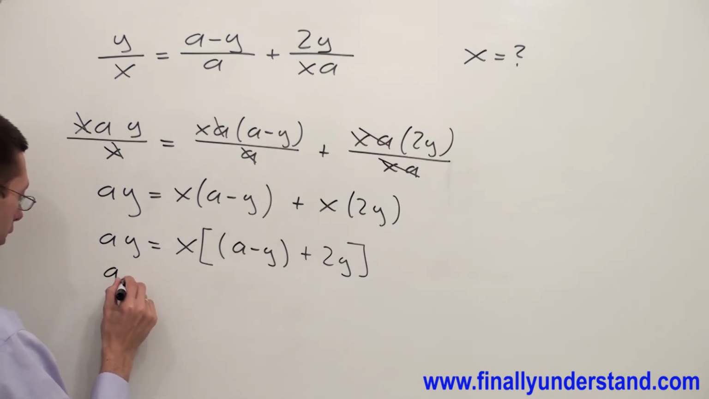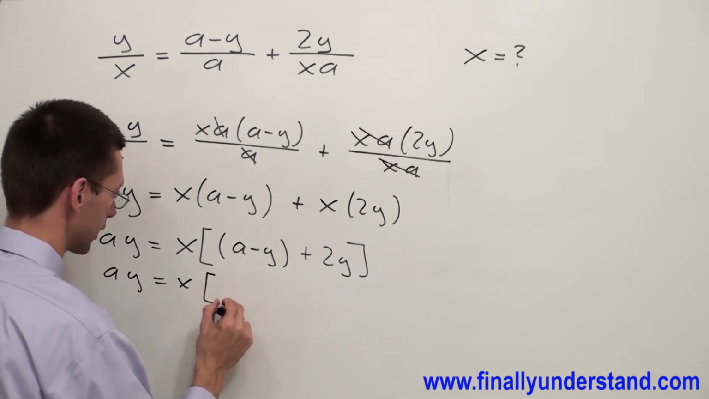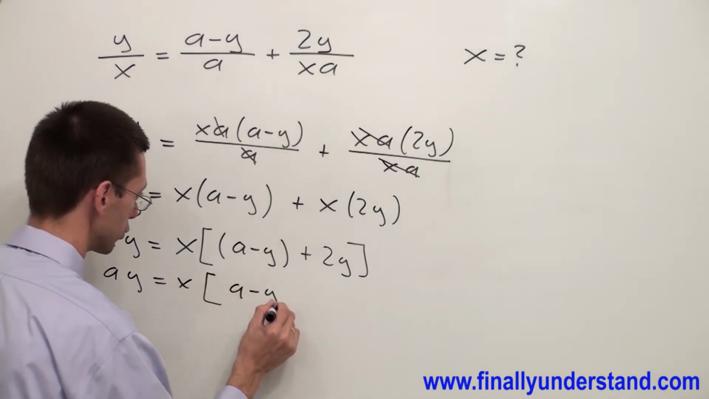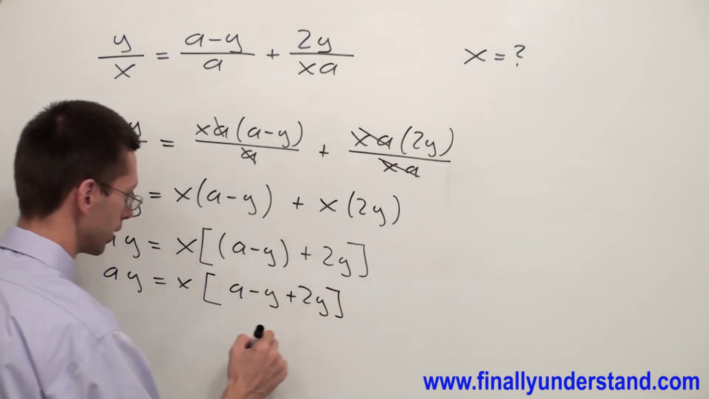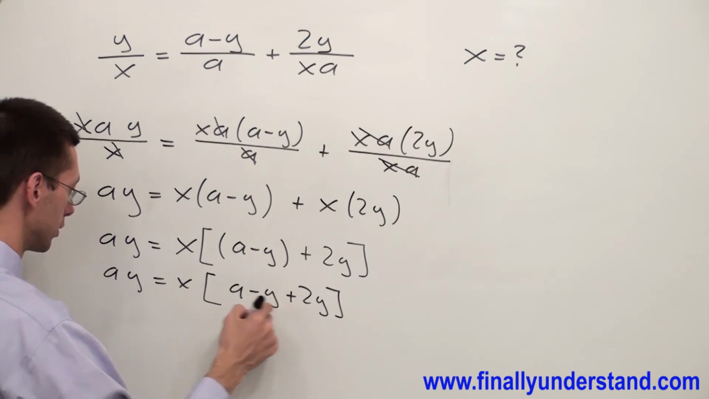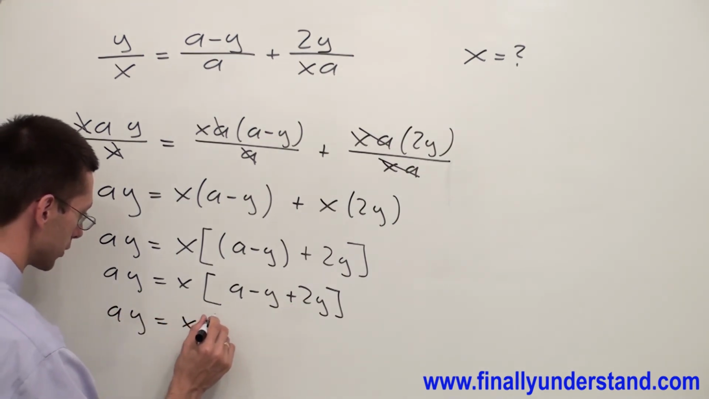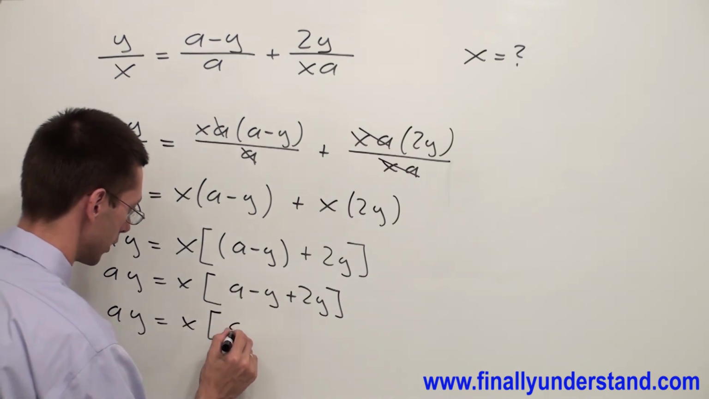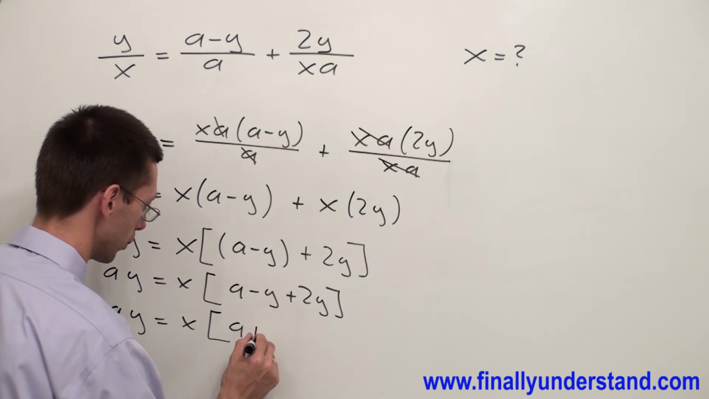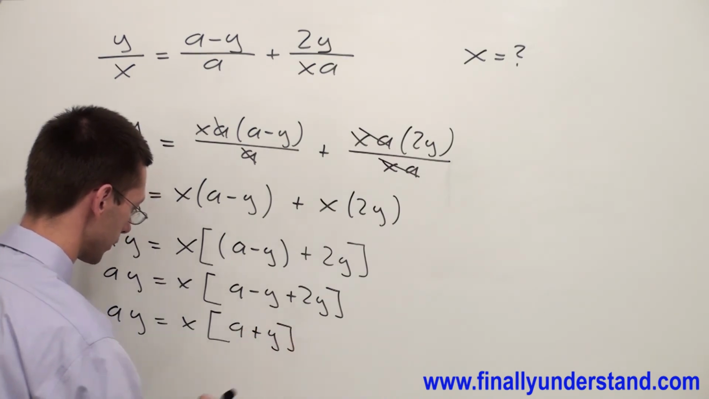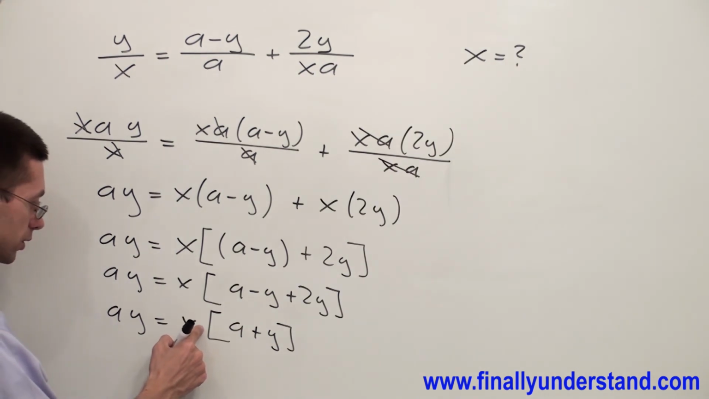Okay? Now, what I'm going to do, I'm going to just take off the parentheses. So I'm going to have ay equals x, the brackets, I have a minus y plus 2y. Okay, I'm going to combine the like terms. I'm going to have ay equals x, brackets, a minus y plus 2y is just y. Okay? I'm looking for x. X is multiplied to the brackets.